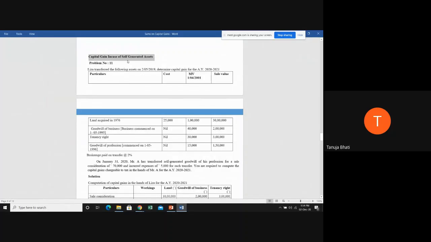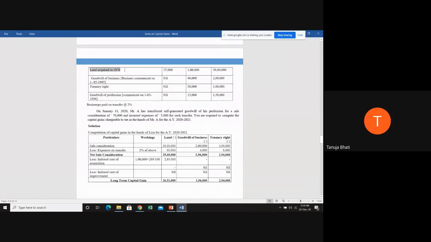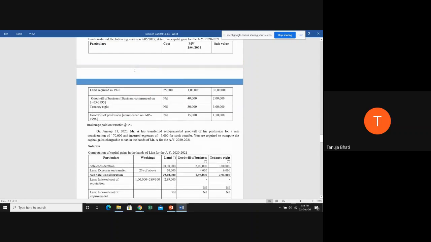Capital gain in case of self-generated asset. Lisa transferred the following assets, determine the capital gain. So, land acquired in 1976. Students, tell me, land, is it a self-generated asset? Can you create your own land? No, ma'am. So if it is not a self-generated asset, you cannot apply the provisions that we have seen now. They have given the cost of the land as 25,000. The fair market value as on 1/4/2001 is 1 lakh, and the sales value is 30 lakh.